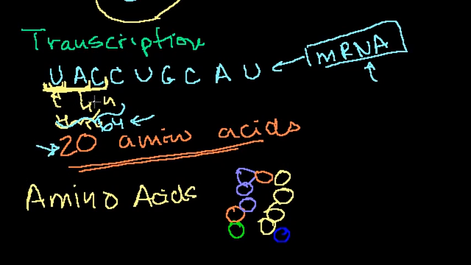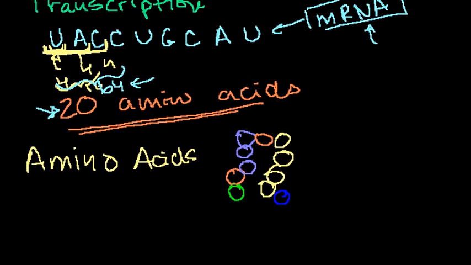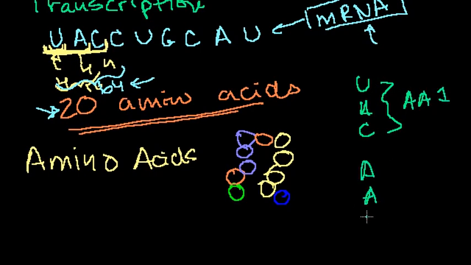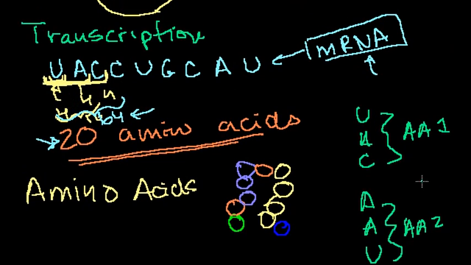So we can even have redundant combinations code for different amino acids. For example, and this isn't the actual code, maybe UAC, and I should look these up, codes for amino acid number 1. And let's say AAU codes for amino acid number 2. I think you get the idea. If I have GGG, this codes for amino acid number 10.